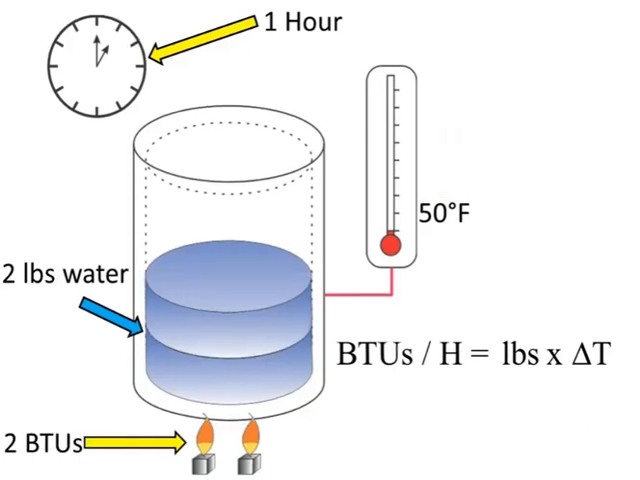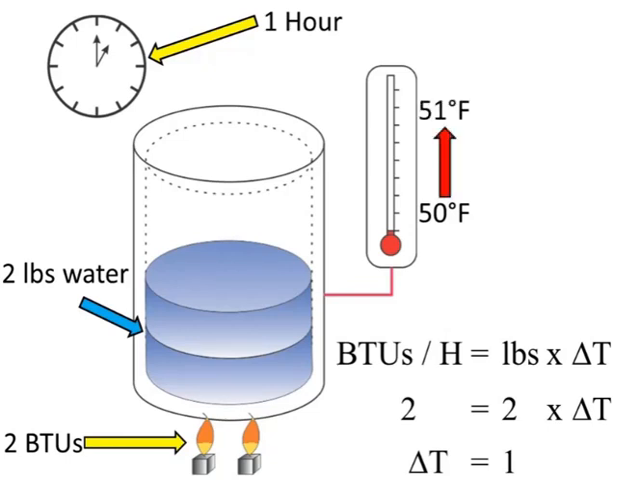Using a second example, we double the amount of heat and double the amount of water. The duration is always 1 hour. Given that the initial temperature of water is 50 degrees Fahrenheit, how many degrees will it increase? Substituting the numbers in the formula, 2 BTUs per hour are equal to 2 pounds of water multiplied by delta T. Working the math will prove that delta T is equal to 1 degree Fahrenheit, which means the water temperature will increase from 50 degrees Fahrenheit to 51 degrees Fahrenheit.